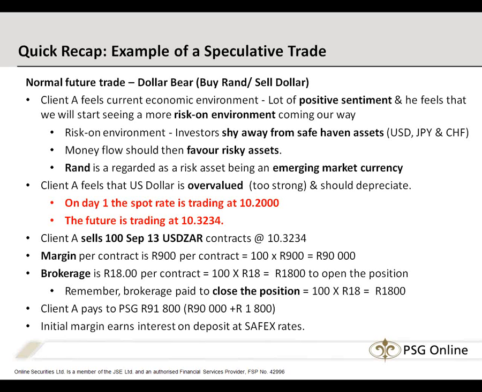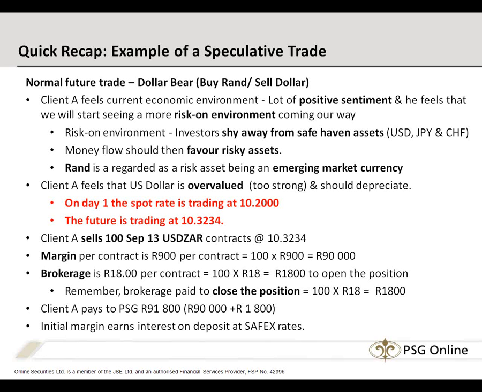So that's where the gearing comes in. But if you take it down smaller, let's say, for example, you haven't got the funds available, you go buy one contract. One contract's going to cost you 900 Rand. Okay, so that's your margin. So they're very capital efficient. Secondly, obviously, they're very cheap. Your brokerage is only 18 Rand per contract.